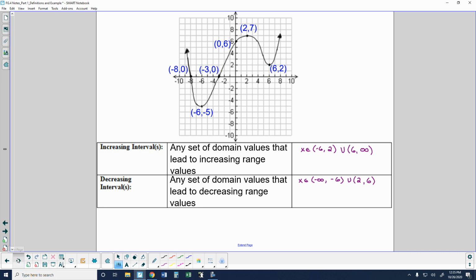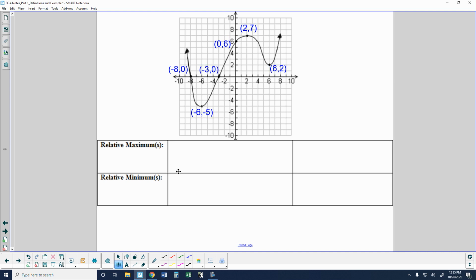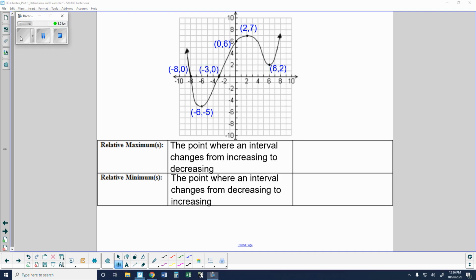Now increasing and decreasing intervals also relate to our next term, which is called relative maximums and minimums. A relative maximum is the point where an interval changes from increasing to decreasing. And a relative minimum is the opposite of that, a point where an interval changes from decreasing to increasing. So what we're looking for here are basically the hilltops and the bottoms of the valleys on this graph, or our turning points where we change direction from going down to going up.